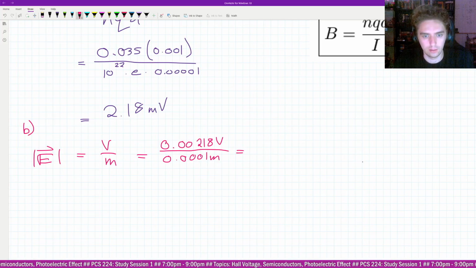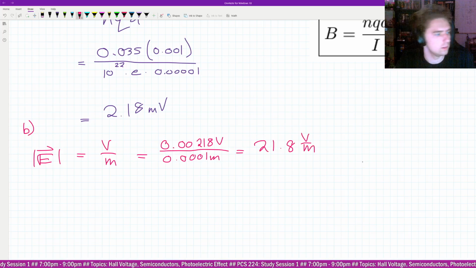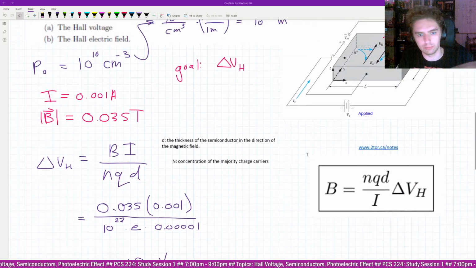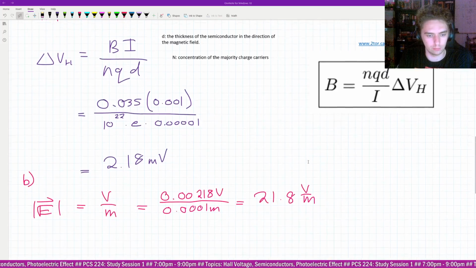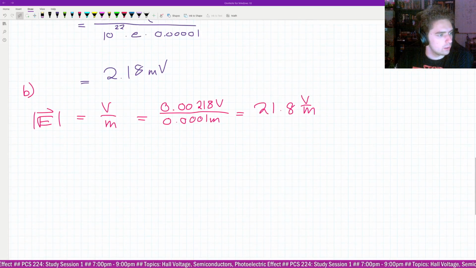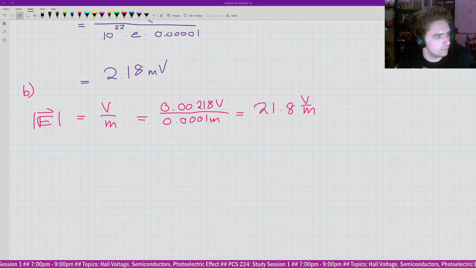0.00218 over 0.0001 is 21.8 volts per meter. Let's see if that's right. 21.88. Yeah, there we go. Okay, good. That was useful. So we have that. Number 4, we can move on to, unless anyone has any questions.